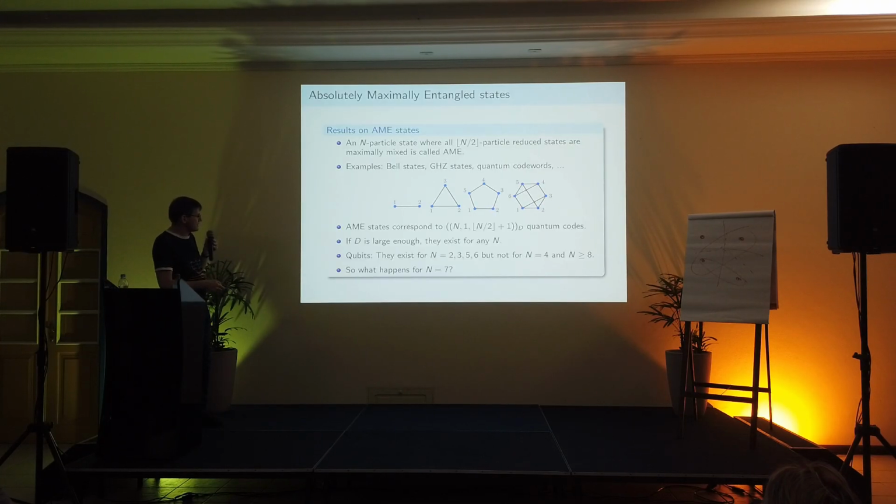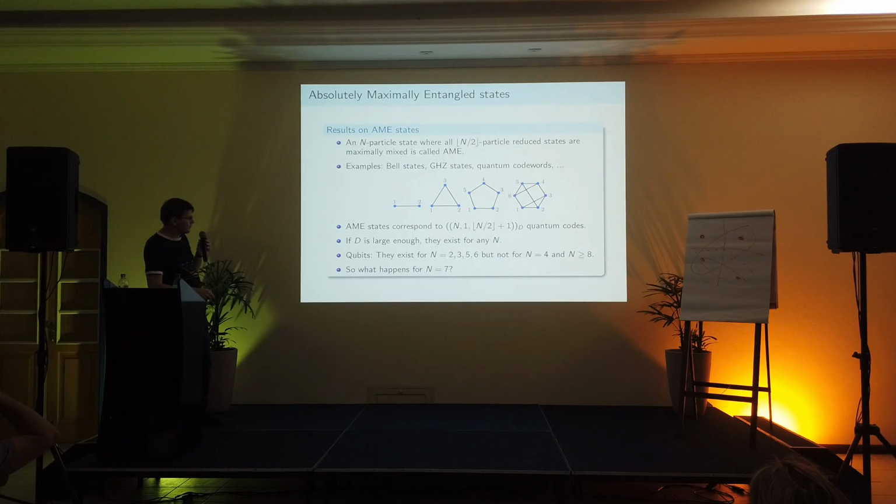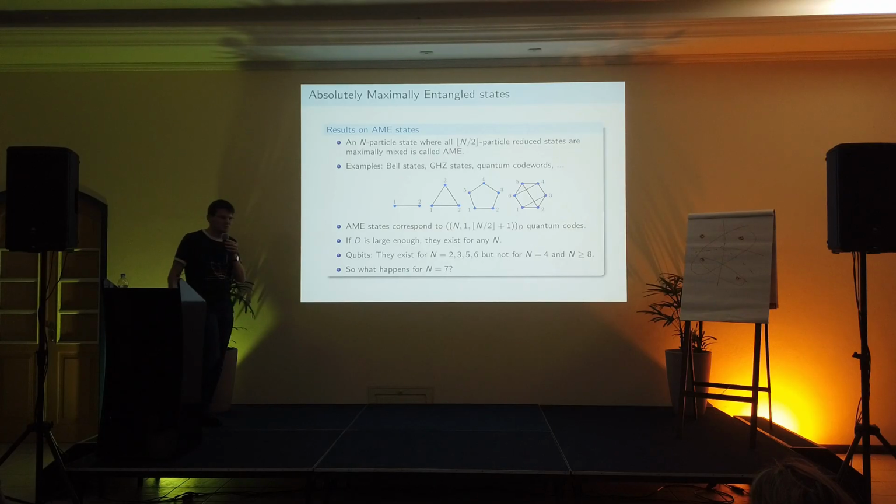And the question is, do they exist? They correspond to some quantum codes. And for instance, one question that was more or less open for 20 years is the following. These states exist for 2, 3, 4, 5, and 6 qubits, and not for 8 qubits, but what happens for 7 qubits?